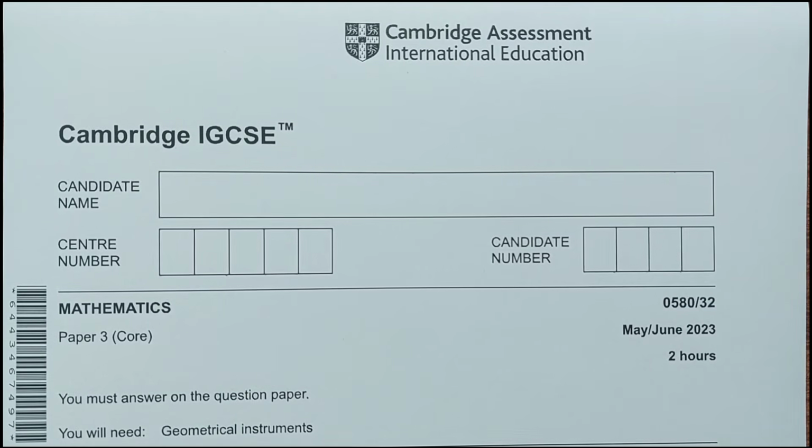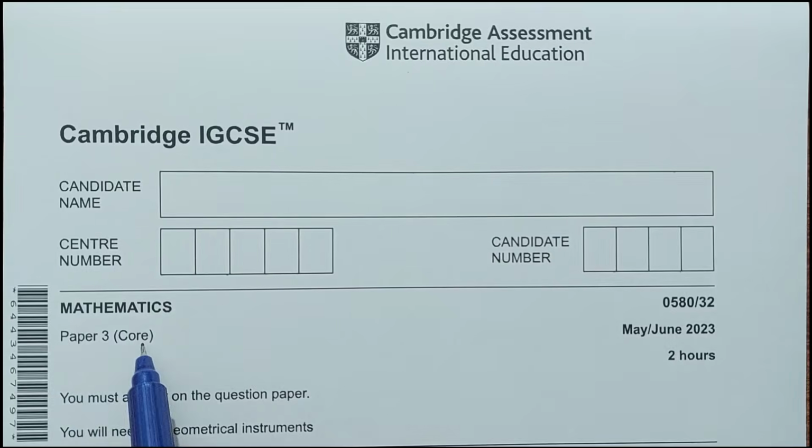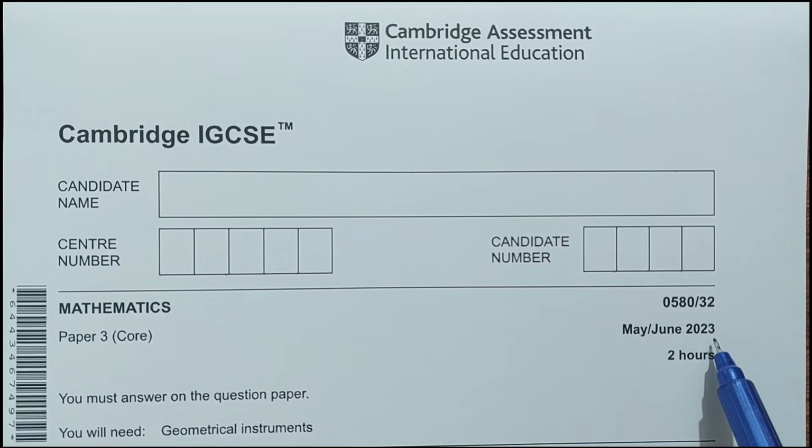Hi everyone, in this video I am going to solve Cambridge IGCSE Mathematics Paper 3 Core, May-June 2023, Paper 3-2. So let's start with the first question.